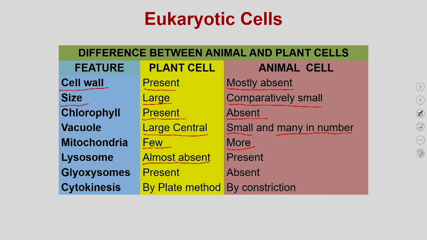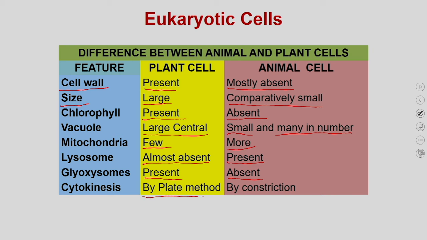Lysosomes are almost absent in the plant cell, whereas lysosomes are present in the animal cell, and they have a very unique as well as typical function inside the eukaryotic animal cell. Glyoxysomes are present in the plant cell, but they are absent in the animal cell. Then the major difference is in the way the animal as well as the plant cells divide.